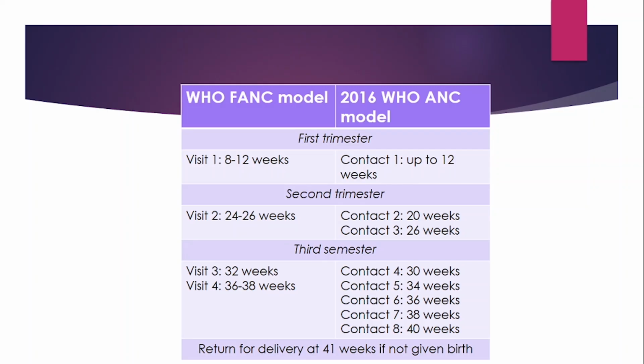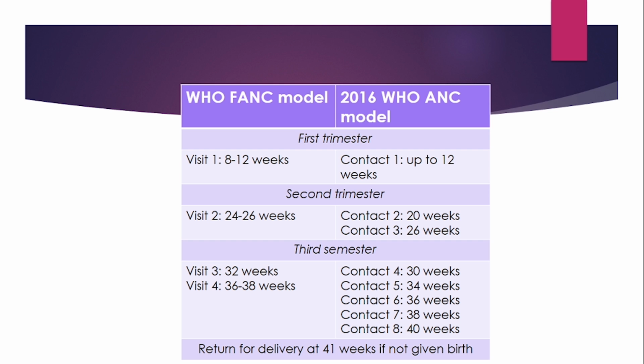Now, this chart compares the WHO focused antenatal care model with the revised 2016 WHO antenatal care model. The first visit in the first trimester, they all come once. The first one in the original focused antenatal care model by WHO takes place anytime between 8 and 12 weeks. And the second one between 24 and 26 weeks. The third visit takes place at 32 weeks. And the fourth visit between 36 and 38 weeks.